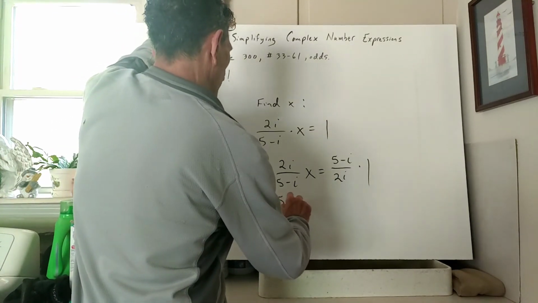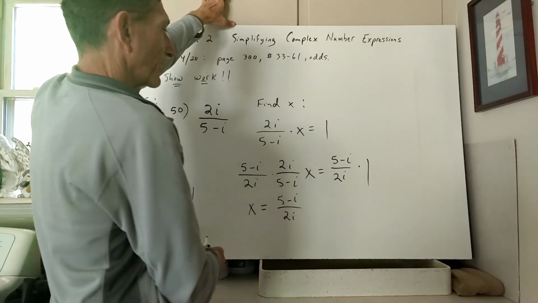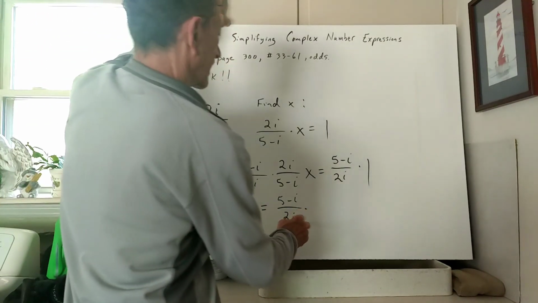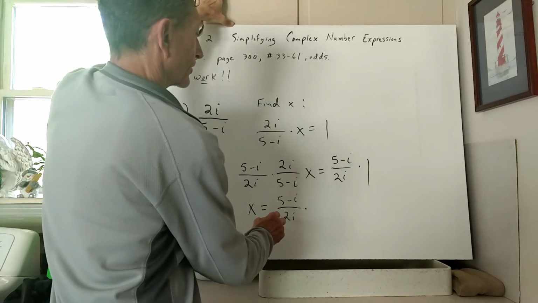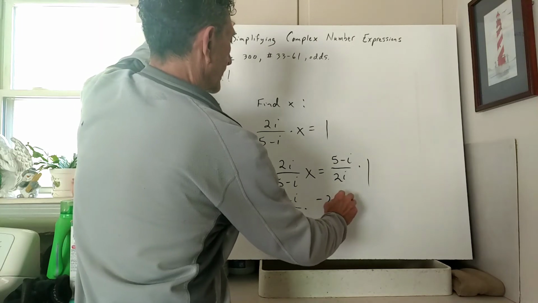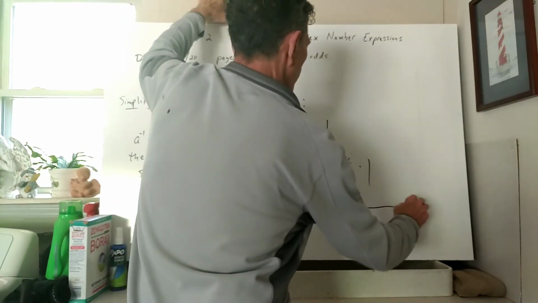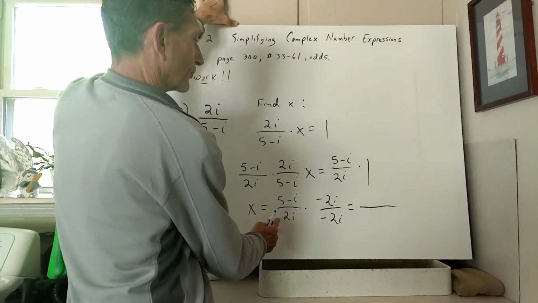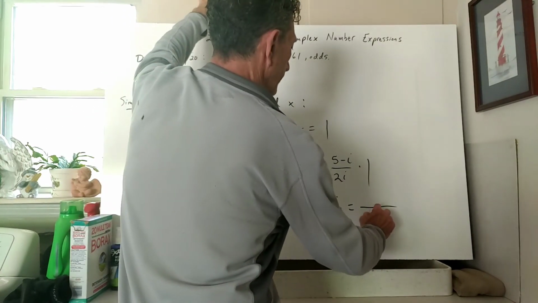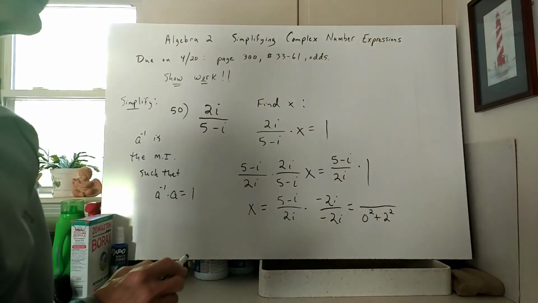Here we have 5 minus i over 2i. That is not the form we wanted. We wanted that a plus bi form. So we're going to multiply top and bottom by the conjugate of 2i, which is the conjugate of 0 plus 2i, which would be 0 minus 2i, top and bottom, which is just negative 2i. The bottom, a is 0, 0 plus 2i is 2i, and 0 minus 2i is minus 2i. So we'd have 0 squared plus 2 squared for our bottom, a squared plus b squared.